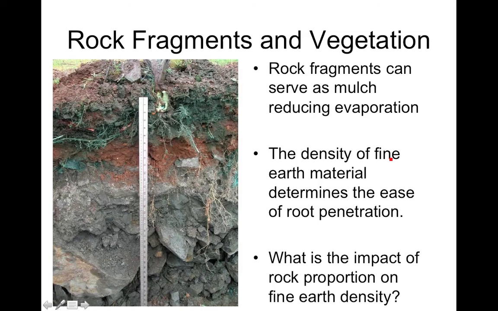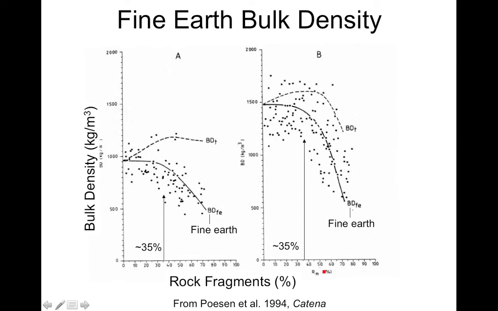However, rock fragments can also impact the density of the materials, and roots can't grow through rock, but they can grow between the cracks in rock or between the fine particles in between rock particles. Right? So potentially rock fragments can reduce vegetation if they're below the soil surface. And they can impact things like bulk density. So here's an example. Rock fragment, this is again from Poesen, rock fragment percentage as it impacts bulk density in soils.